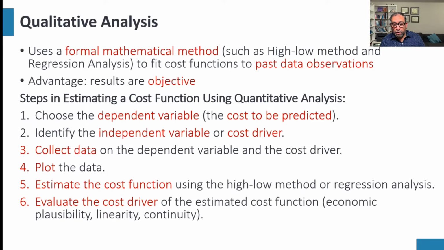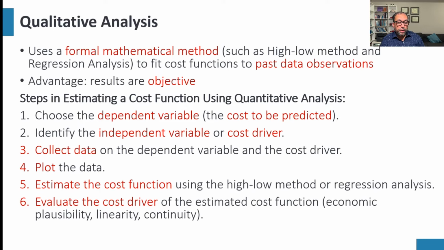So we collect data on the dependent variable and cost drivers, then plot the data and estimate the cost function using the high-low method or regression. There are two methods we are discussing here to figure out the relationship in a mathematical way: one is the high-low method, and the other is regression analysis using the data. Data is collected for dependent variables and independent variables, and then we use those data to plot it over a graph and see whether any relationship exists or not.